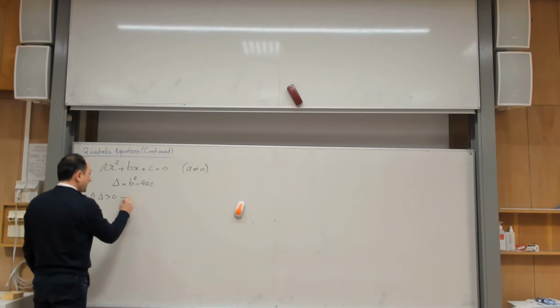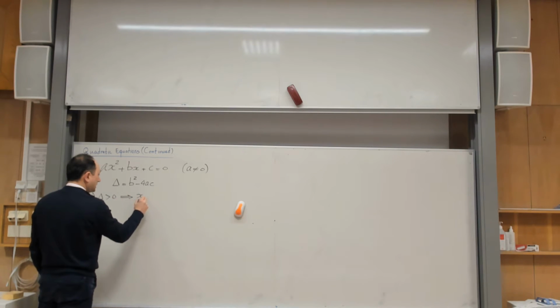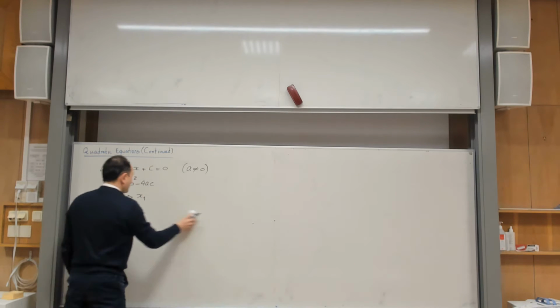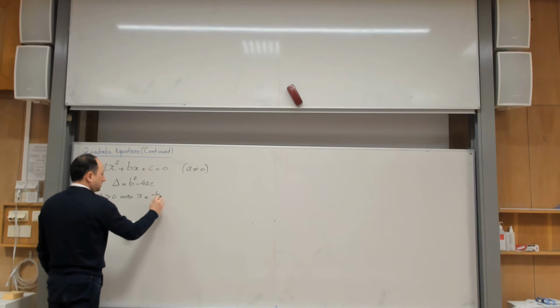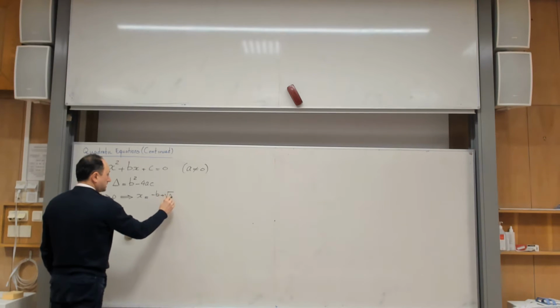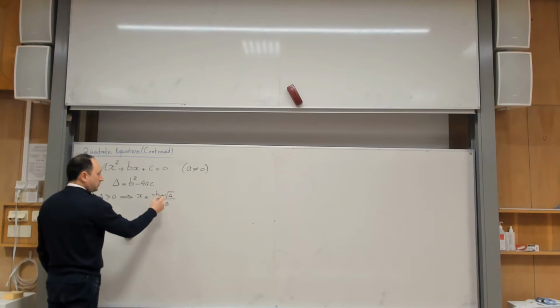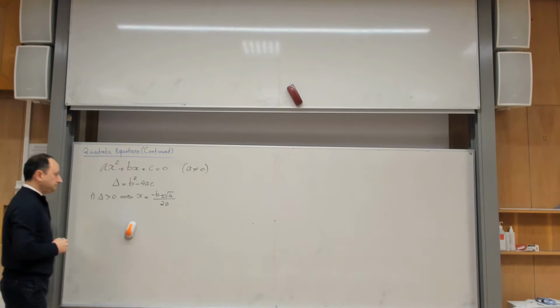In that case, you have two answers for your equation. Let me write them: x. I have two answers, minus b plus square root of delta divided by 2a, and then the same with a negative sign.